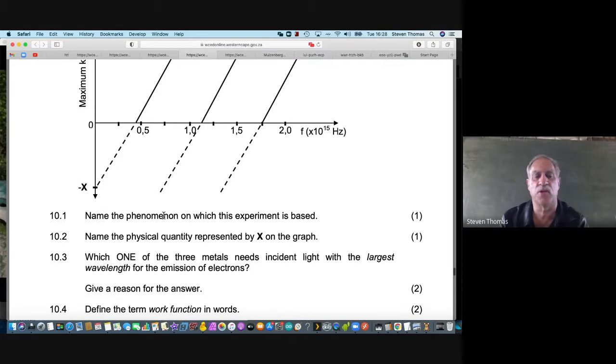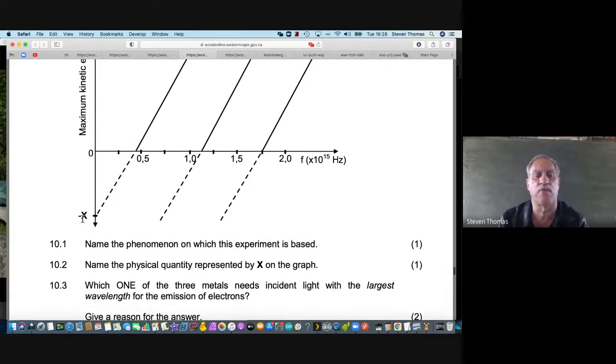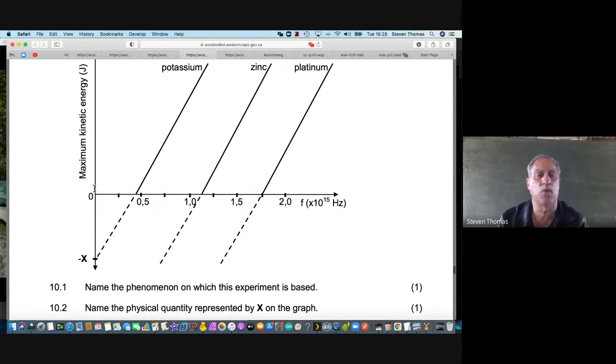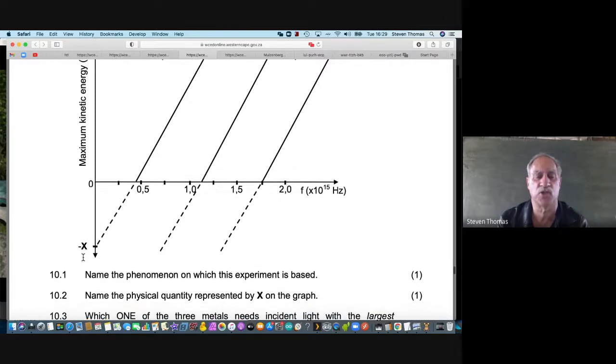So name the phenomenon on which this experiment is based: the photoelectric effect. Name the physical quantity represented by X on the graph. Here, if we extend this down to where it crosses, this is going to be the work function. If you've got kinetic energy, and this is a graph of energy, take a guess, what's the minimum amount of energy? It's the work function. The minimum amount of energy needed to knock a photoelectron off the surface of the metal.